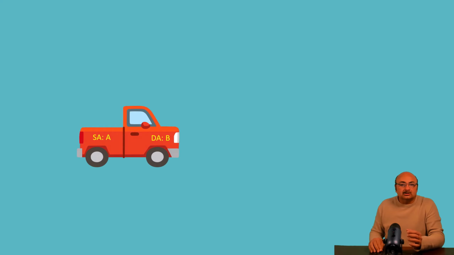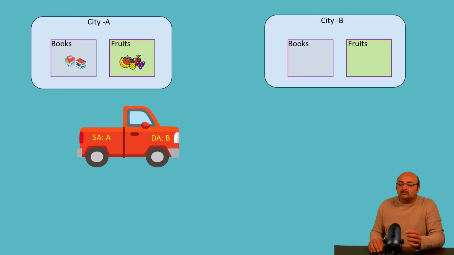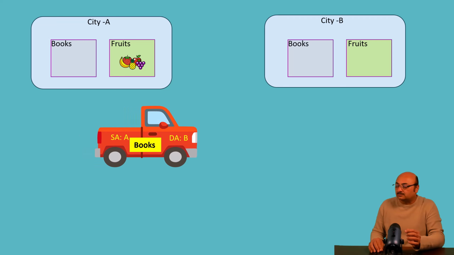For this, I'll take a pickup truck. The task for the pickup truck is to transport fruits and books from city A to city B. First, let me take books. The books are first put in a box. The box is then loaded onto the pickup truck. Then I will label the pickup truck with the label books. And then the pickup truck is dispatched towards the destination city.